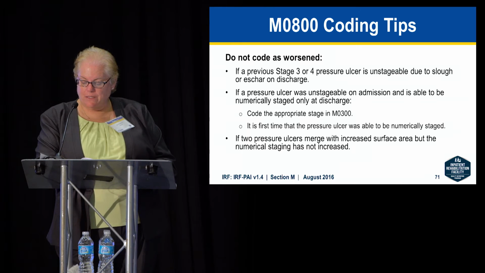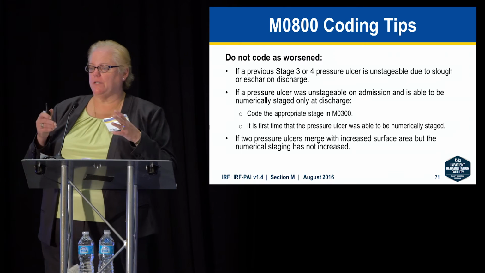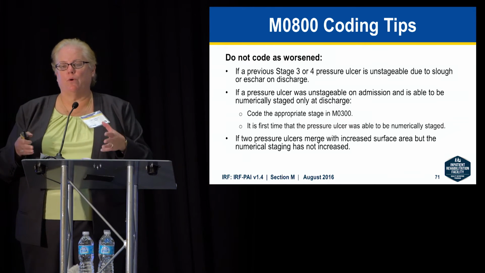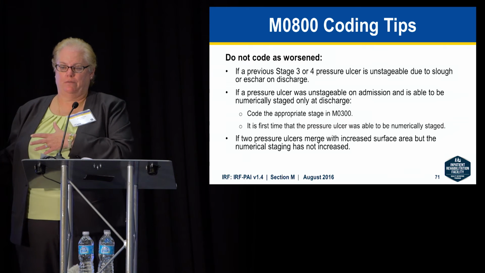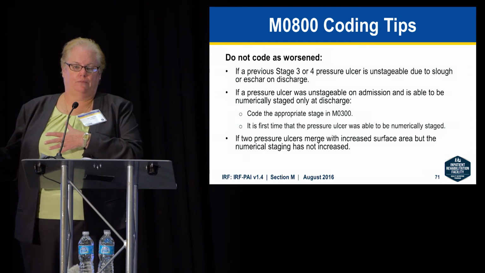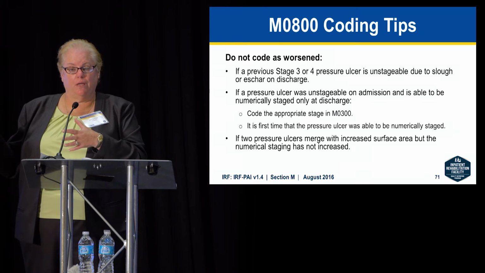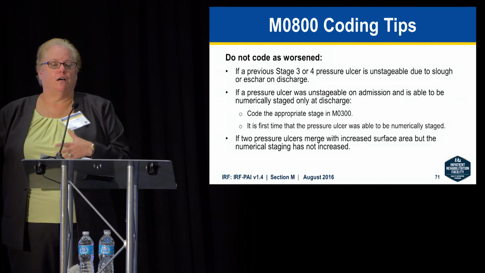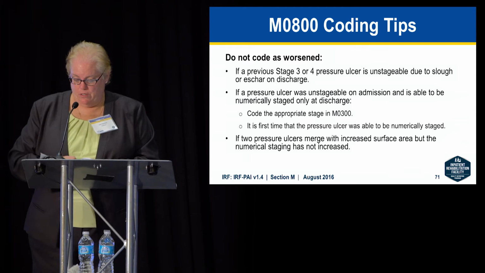So do not code as worsened if something was already staged as a 3 or 4 and then becomes unstageable due to slough or eschar. Just because it's covered in slough and eschar with an already known 3 or 4 does not make it worsened. All right? Because we don't know what it's going to be when it gets uncovered. So just because it has slough does not mean it's worsened.